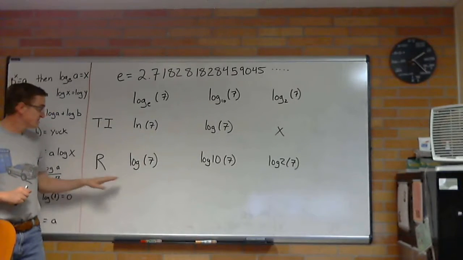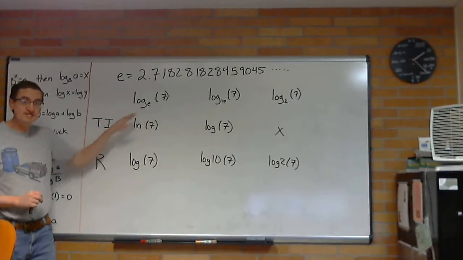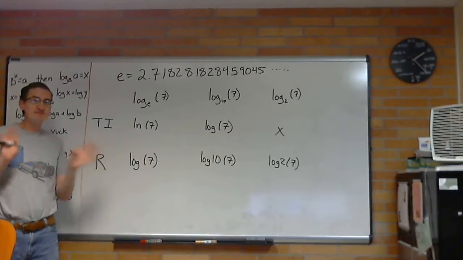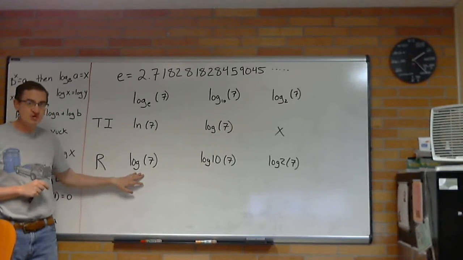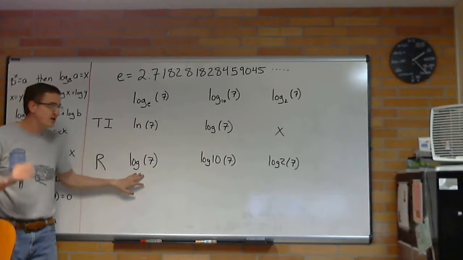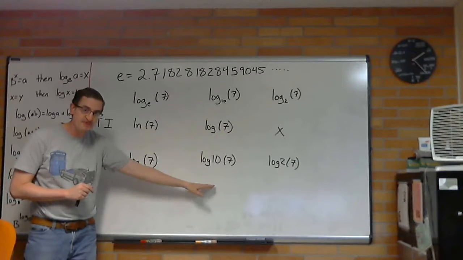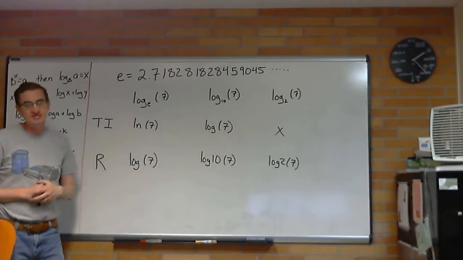But the program R is different. The log in R is log base E. So obviously the people who made TI calculators and R have a difference of opinion as to which one's most common. R felt like base E was the most common, and so that's what they mean when they say log. If you wanted to do a log base 10, there's a log 10 function as well as a log 2 function to make the computer scientists happy.